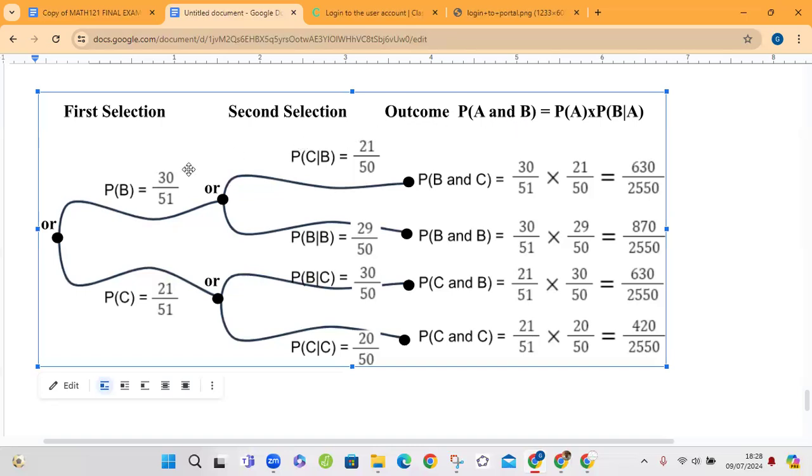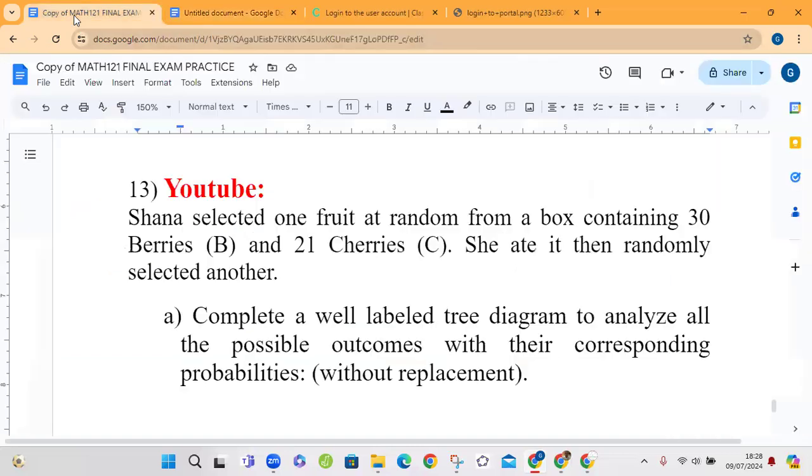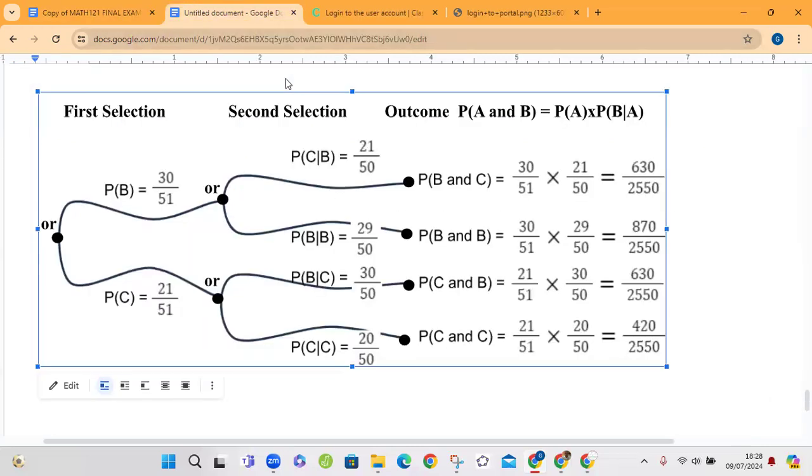So let's analyze the first section, the first selection. So bear in mind, the basket contains 30 berries and 21 cherries. Here it is, 30 berries and 21 cherries when she comes to select for the first time. So when she dips her hand randomly, she can either select a berry or a cherry. Okay, so this section depicts a visual representation of that event of selecting for the first time in the basket.